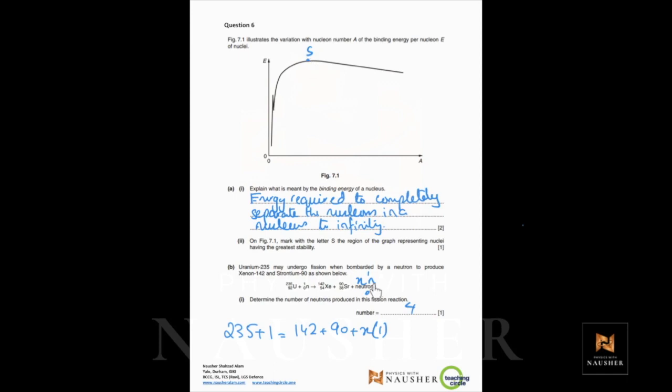Then they're asking for the number of neutrons in this equation. So you've got 235 plus 1 equals 142 plus 90 plus x into 1, because I don't know how many neutrons I have. And if I find the value of x, it turns out to be 4. Because in a nuclear reaction, the mass number must be conserved, so the total mass of the reactants must be equal to the total mass of the products.